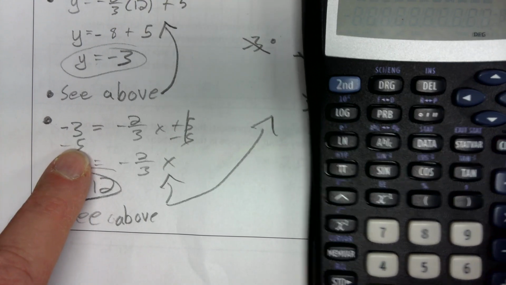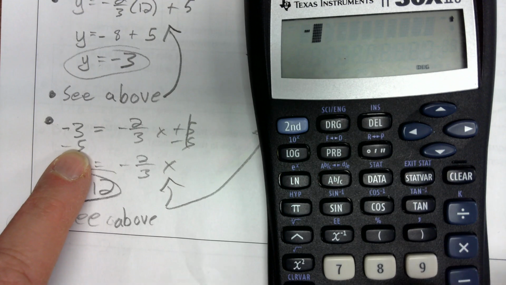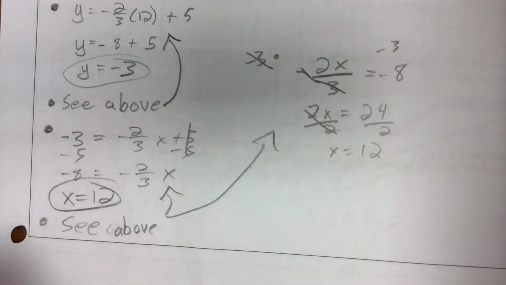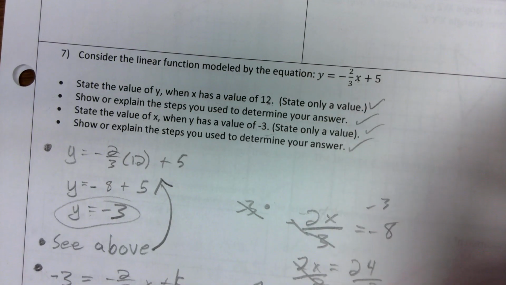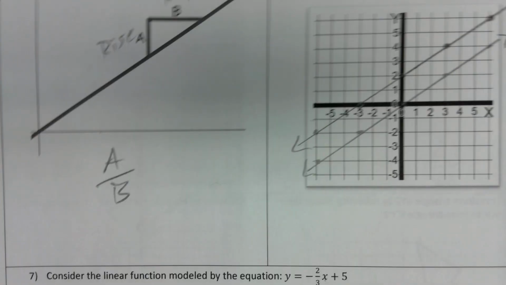Oh, and if you want to do something like this, that negative 3 minus 5, use this button here. That puts a negative on there. Negative 3 minus 5 gets you negative 8. So there you go. We got those 4. I guess when it says state only a value, this should just technically be negative 3, but what are you going to do?